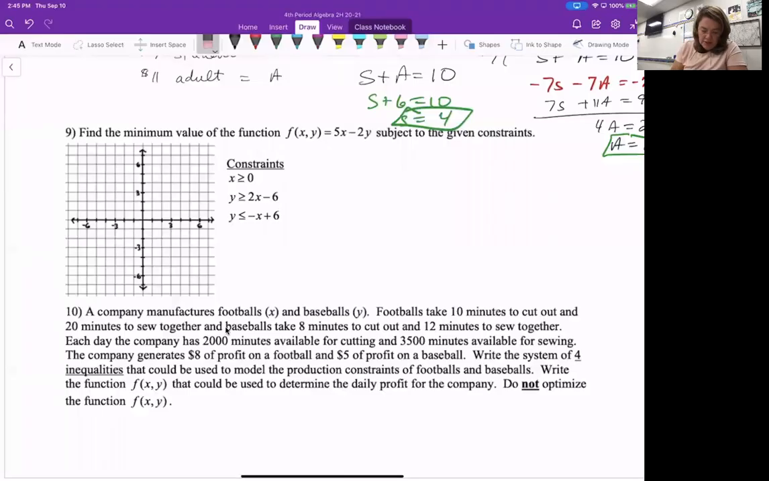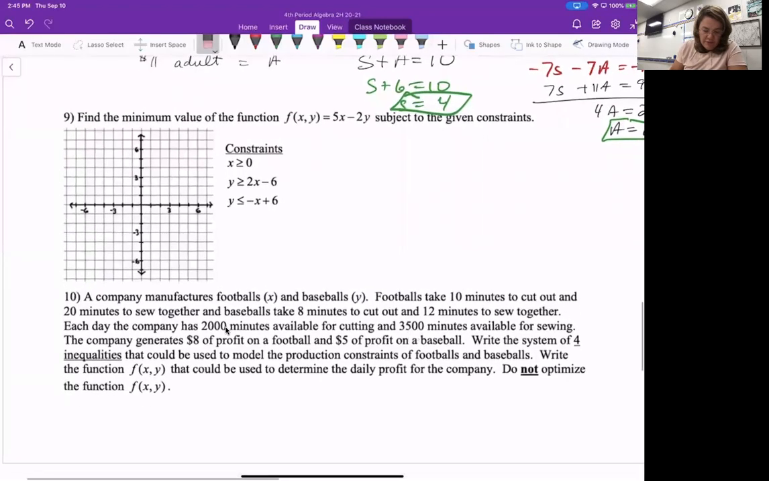Okay, continuing on, find the minimum value of the function f of x, y equals 5x minus 2y given the following constraints. Okay, so the first thing we can do is graph x is greater than or equal to 0. So if x is greater than or equal to 0, it always has to be to the right of 0. And it's greater than or equal to, so I have a solid line.